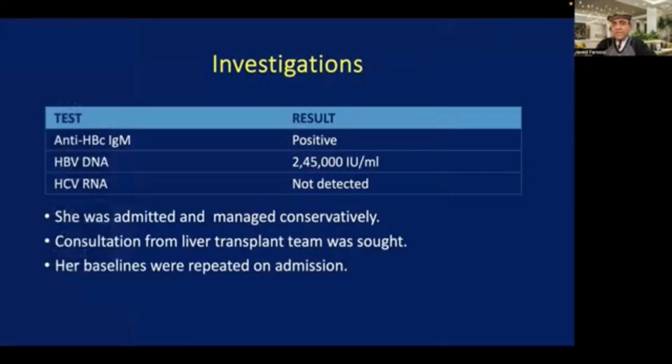So the case continues. Her investigations, anti-HBc IgM became positive, and when we did the PCR it was 245,000, and her HCV RNA was not detected. So this patient was admitted and managed conservatively. Consultation from the liver transplant team was sought. Her baselines were repeated on admission.